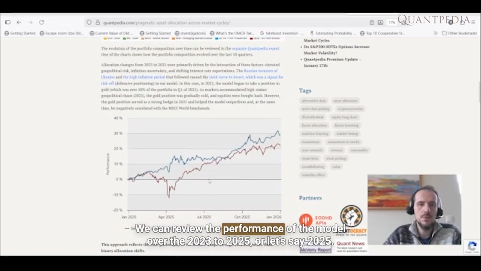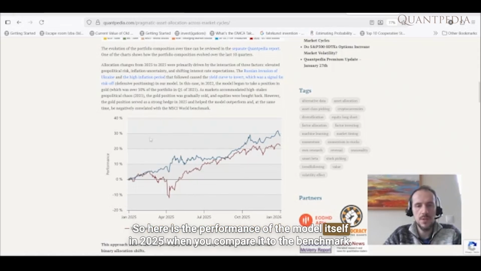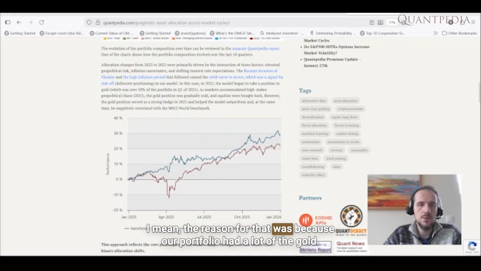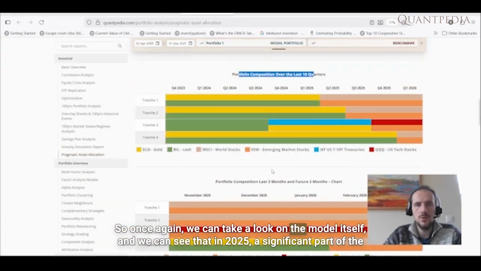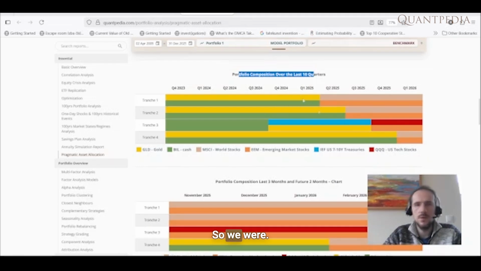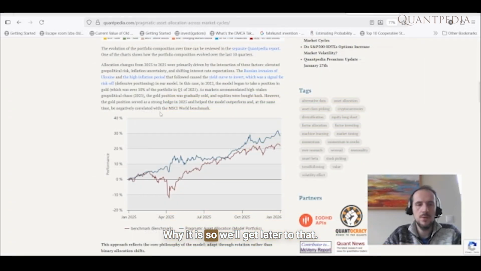We can review the performance of the model over 2023 to 2025, or let's say 2025. Here is the performance of the model itself in 2025 when you compare it to the benchmark. You can see that we outperformed in 2025 very easily. The reason for that was because our portfolio had a lot of gold. Once again, we can take a look at the model itself, and we can see that in 2025 a significant part of the portfolio, around 50%, was in gold, and we were selling the gold as the year progressed. We were getting out of the gold, and right now we do not have any gold in the portfolio. Why is this so? We will get to that later.